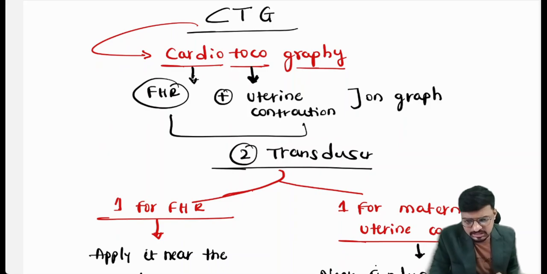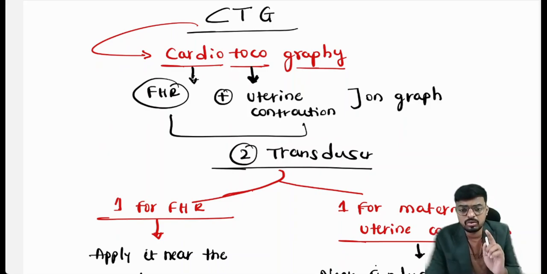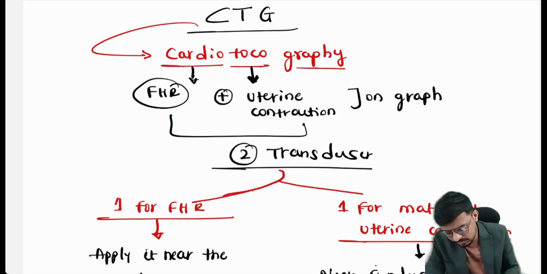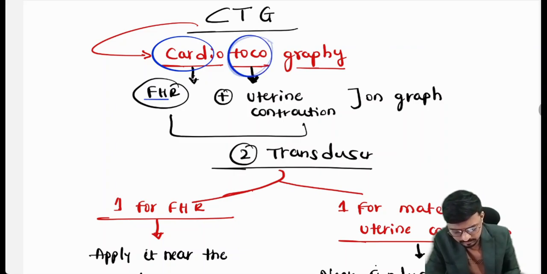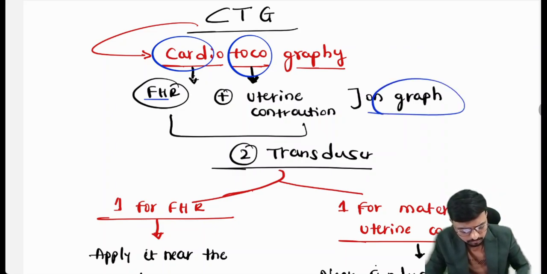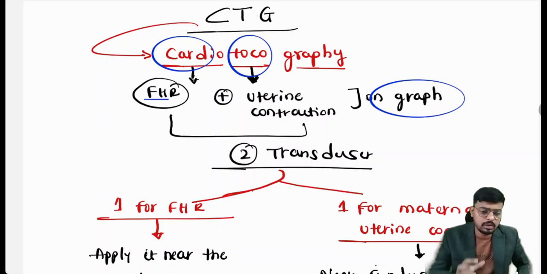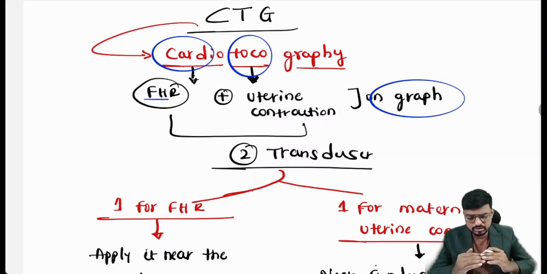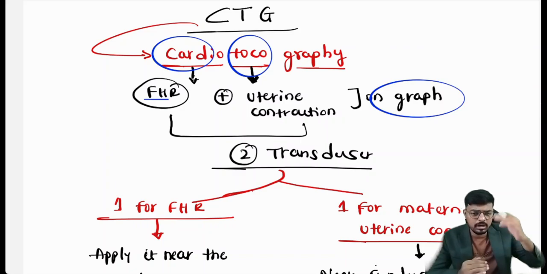So what is CTG? CTG is cardiotocography. What are the things we have to monitor here? I have already told you the meaning. Cardio is what we are monitoring: the fetal heart rate. Toco means the uterine contraction. So on the graph we are seeing both the uterine contraction and, in association with it, how the fetal heart rate is changing.